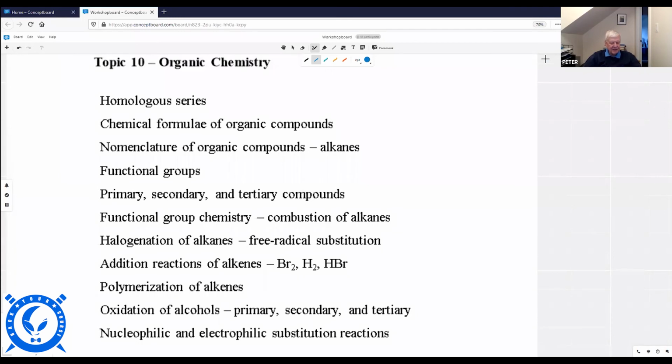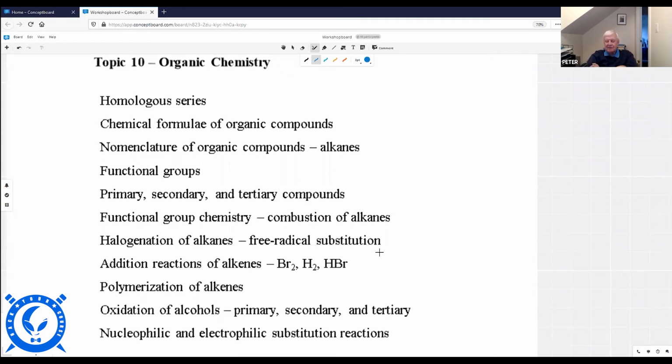They often ask for the definition of homologous series, the different ways of representing the chemical formulae of organic compounds, nomenclature you have to know. You have to know the different functional groups. That's simply, you have to memorize them. Primary, secondary, and tertiary compounds, remember that's determined by how many carbon atoms are attached to the carbon that's carrying the functional group. If there's only one carbon attached to it, it's primary. If there are two, that's secondary. 3 is tertiary. The functional group chemistry, they tell you about the combustion of alkanes, the halogenation of alkanes, that's your classic free radical substitution.